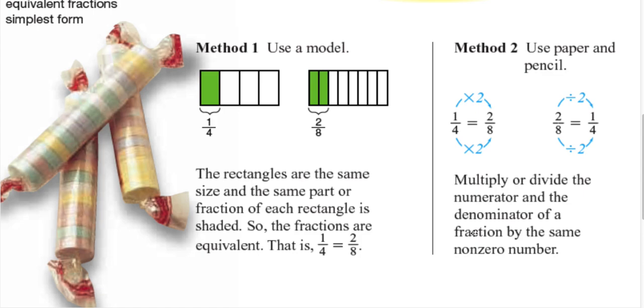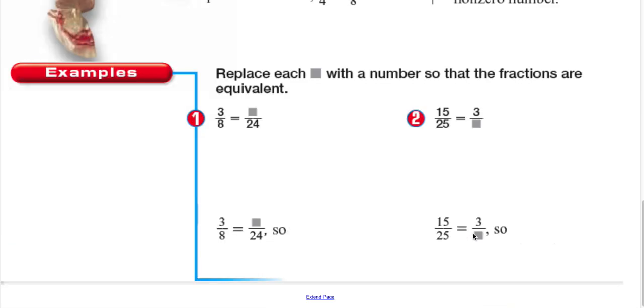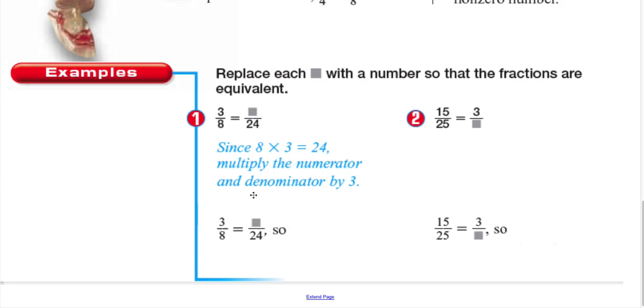Let's take a look at a few examples and let's see how this is done. Replace the square with a number so that the fractions are equivalent. 3/8 is equal to square over 24. Since 8 times 3 equals 24, multiply the numerator and denominator by 3. So basically you multiply by 3 because you multiplied 8 by 3 to get to 24. So 3/8 is equal to 9 over 24, because 3 times 3 gives you 9.